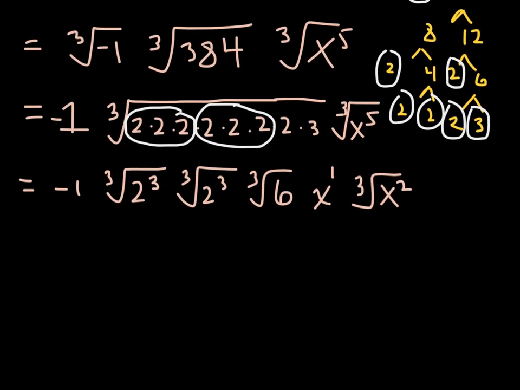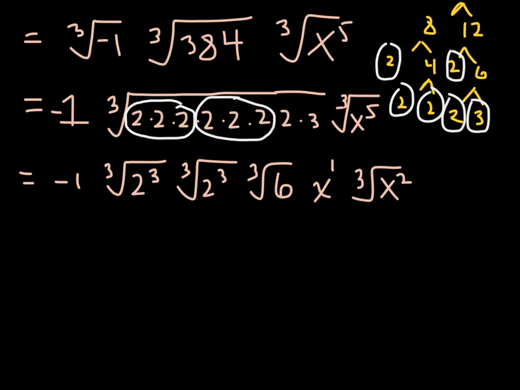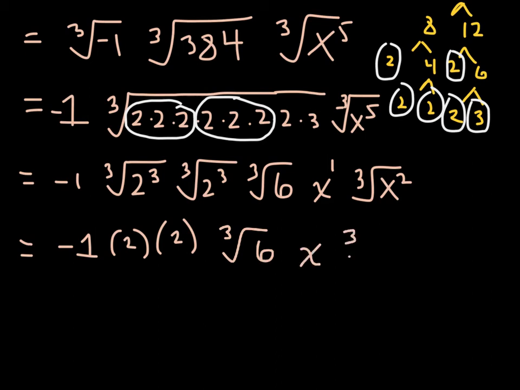I think we've done a good job so far. So we have a negative 1 on the outside, and then the cube root of 2 cubed. The cube root and the cubing power are inverse operations, so they cancel each other out. You're just left with a 2 times another 2 for this one here. The cube root of 6 is just the cube root of 6. It is what it is. And you have x on the outside and then a cube root of x squared.